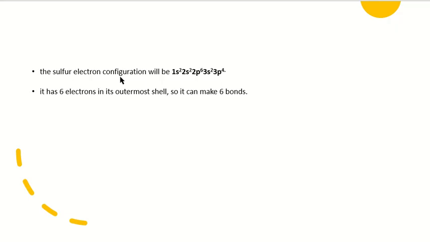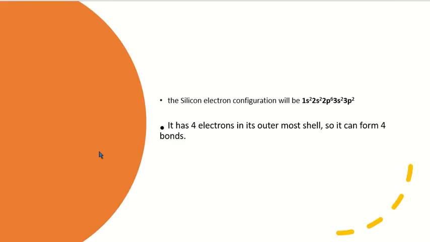The sulfur electronic configuration will be 1s2 2s2 2p6 3s2 3p4. It has an empty 3d orbital also. So the 3s2 and 3p4, this is the outermost shell. It has 6 electrons in its outermost shell, so it can form 6 bonds. So sulfur can form 6 bonds. This is the most, I think.